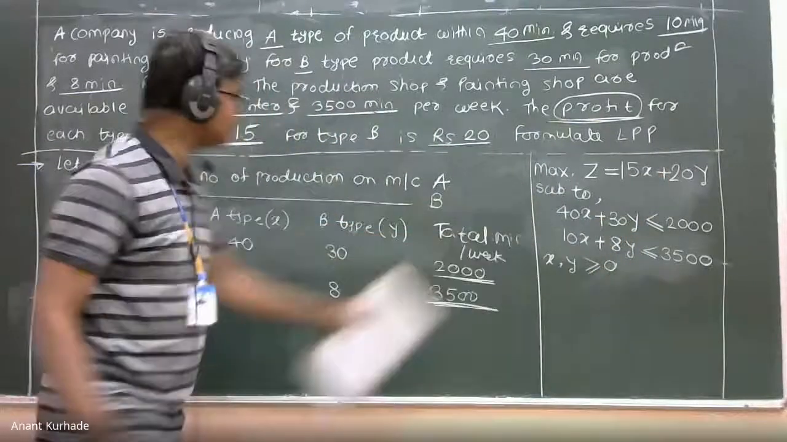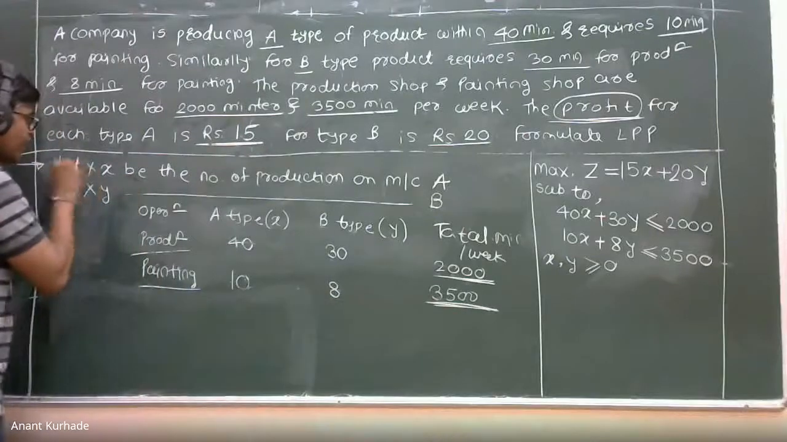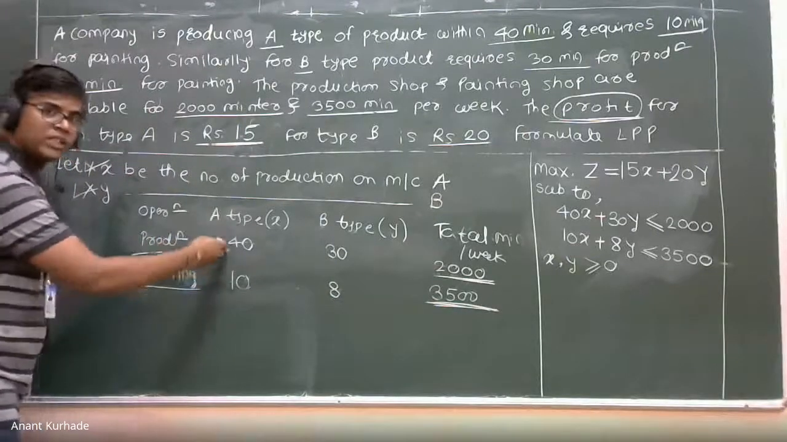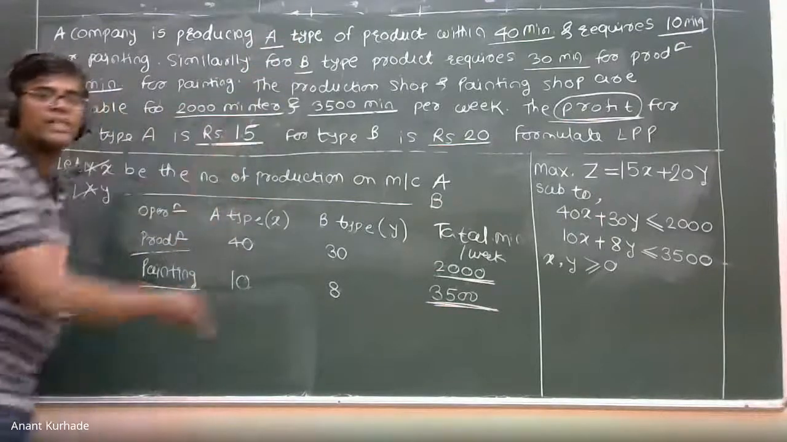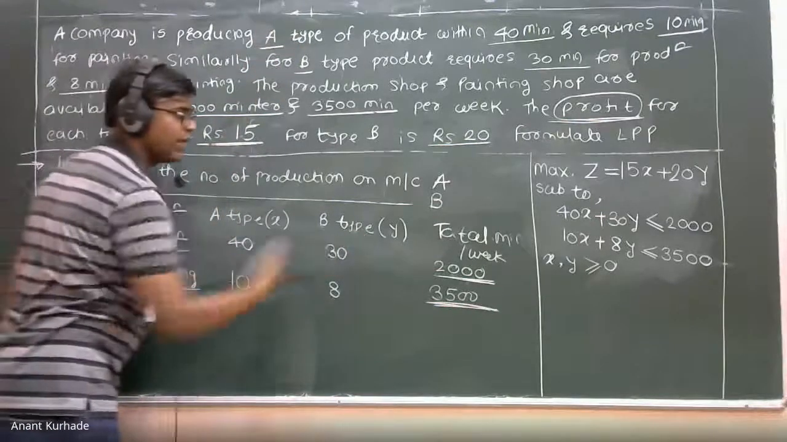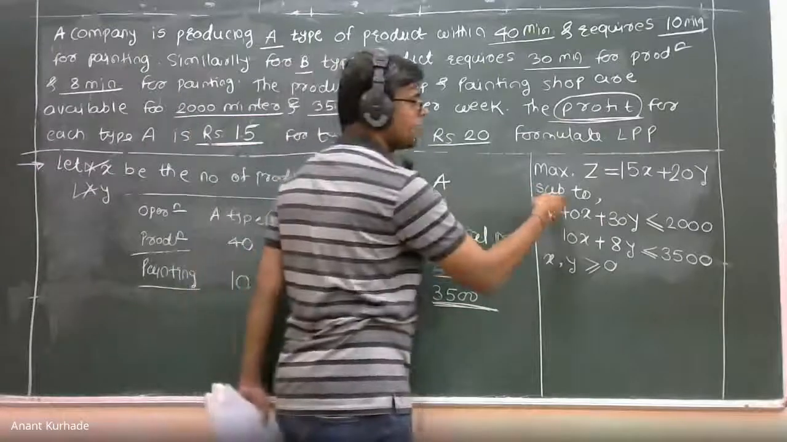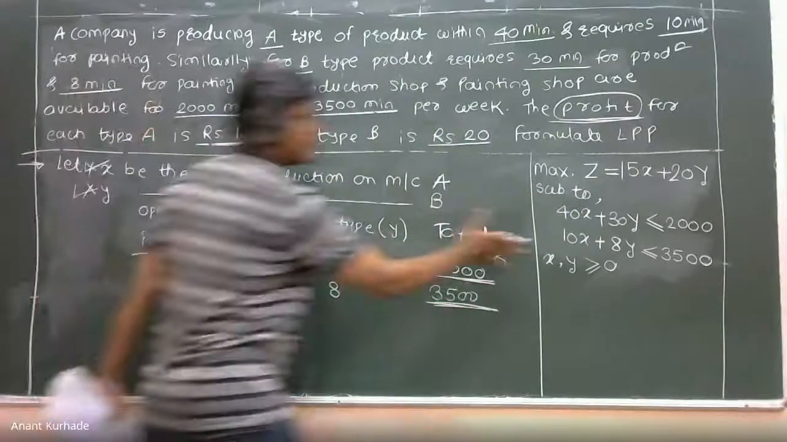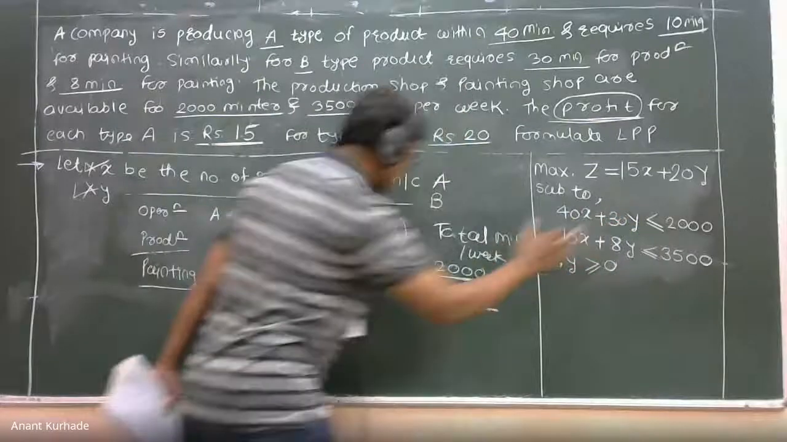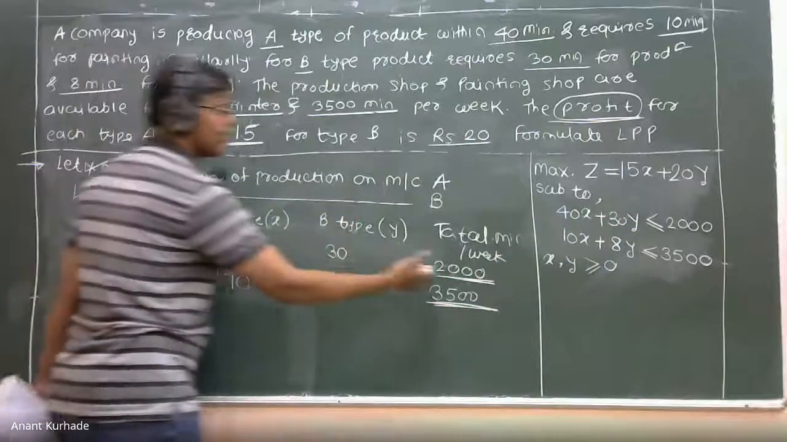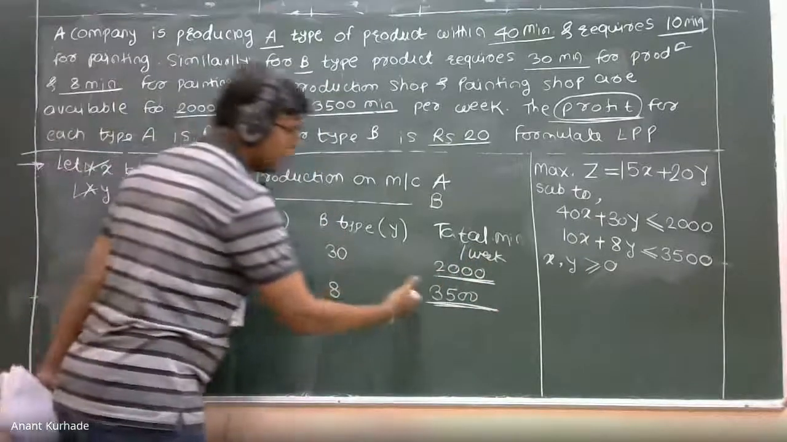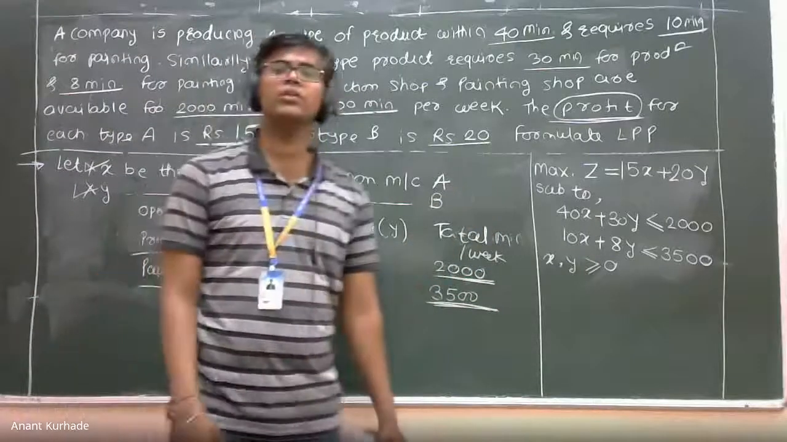If you write this part, you just have to define what is X and what is Y. Then these two things mean what? It is a problem statement where there are only 2 to 3 lines, and then this is your actual solution. If you write this correctly, then you can write the constraints correctly. Simple. 40X plus 30Y is less than or equal to 2000. 10X plus 8Y again less than or equal to 3500.